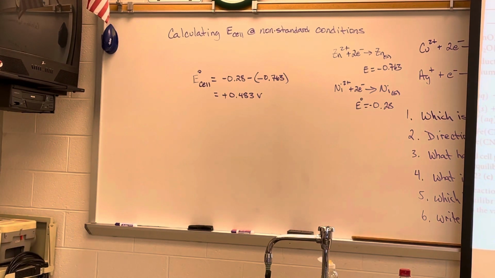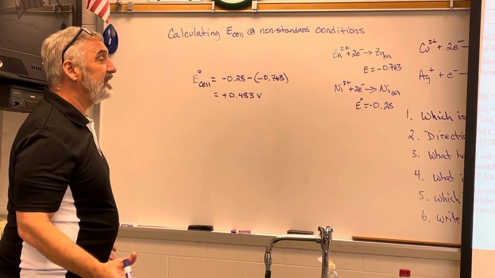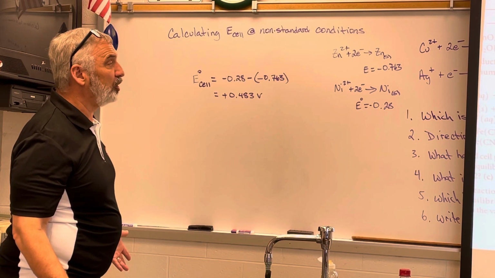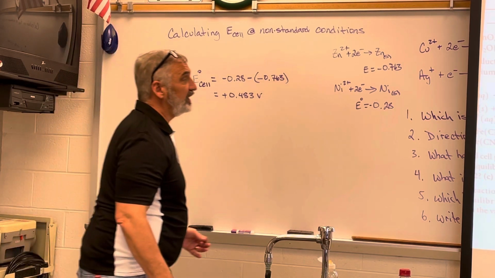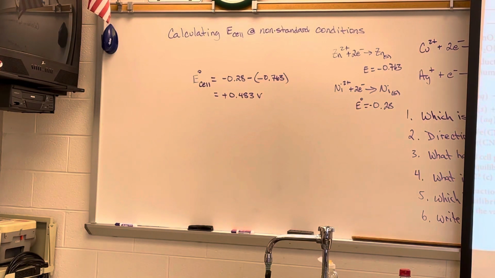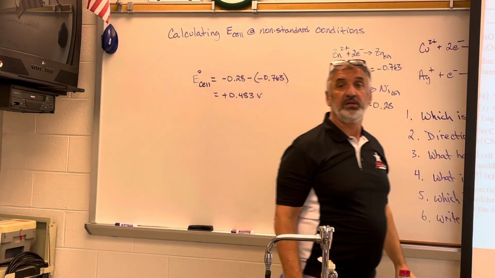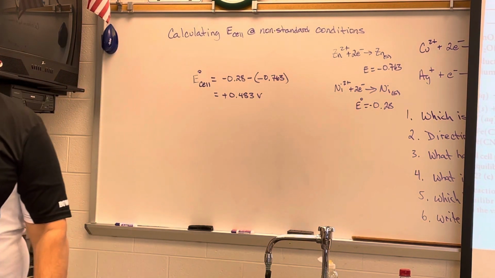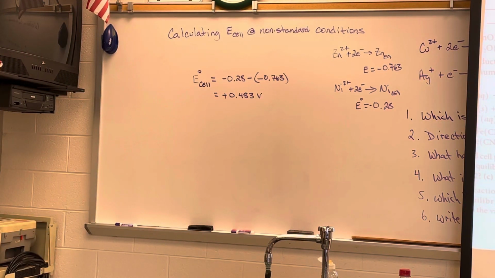Now, what is the EMF of this cell when nickel is 3 molar and the zinc is 0.1 molar? First off, the nickel is 3 molar, the zinc is now down to 0.1 molar. So what does that mean about my Q? Products over reactants. Is Q going to be less than or greater than 1? Less than 1, therefore the log of Q is going to be negative.